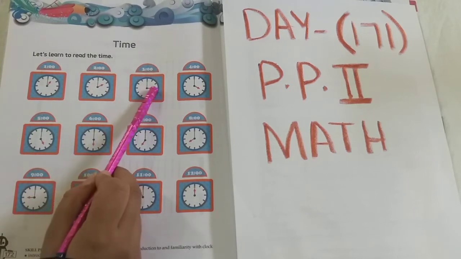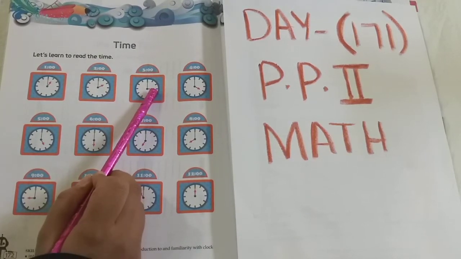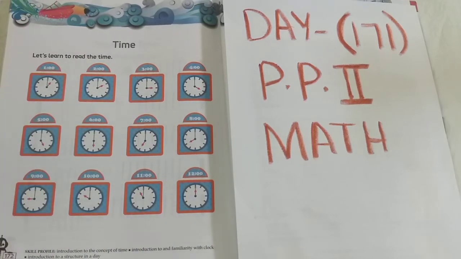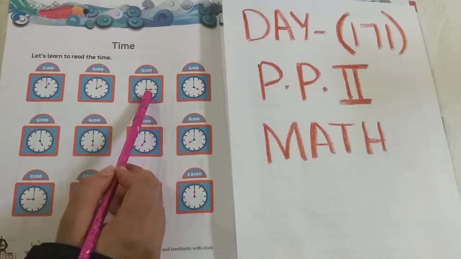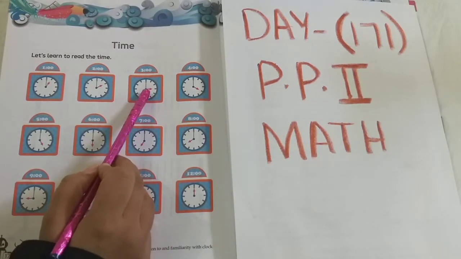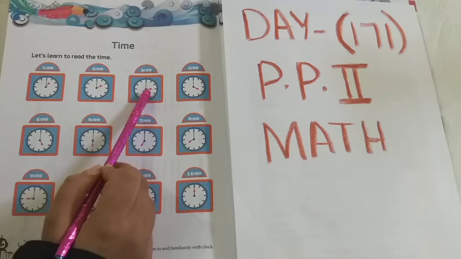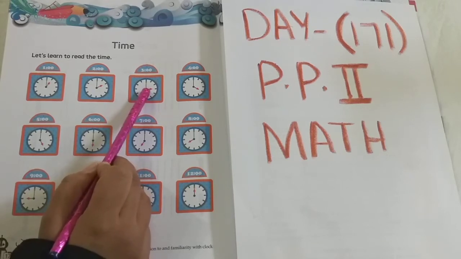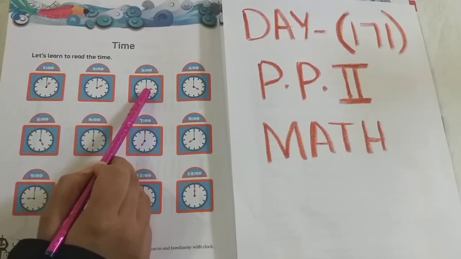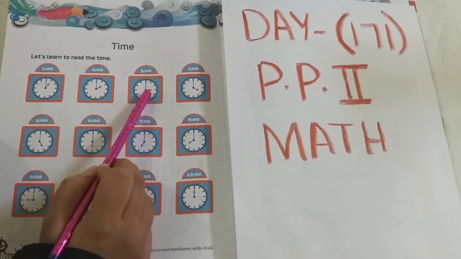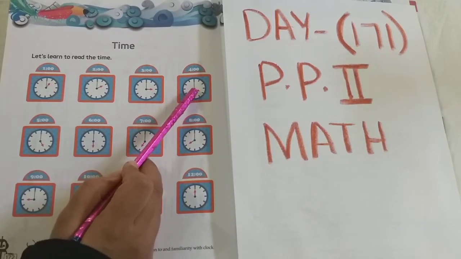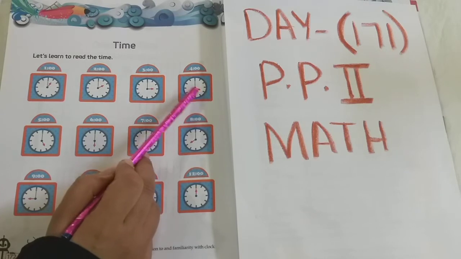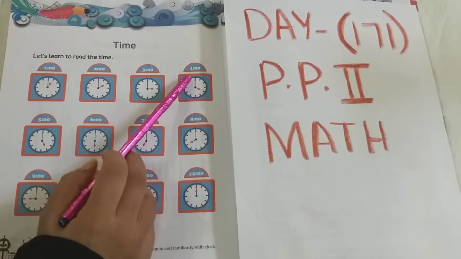So if the red hand is pointing on whichever number, it is not necessary that it should be red color. It is the short hand. One is short and one is long. So we have to see the short hand, where the short hand is pointing. Here you can see red short hand is pointing on 4 and green long hand is pointing on 12.